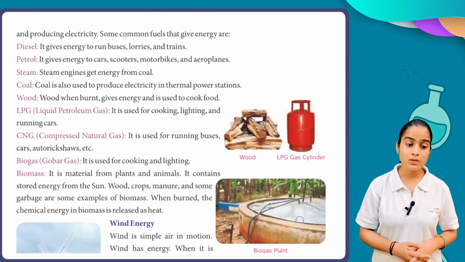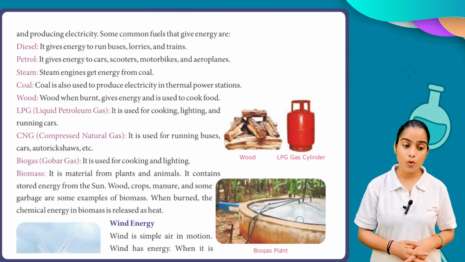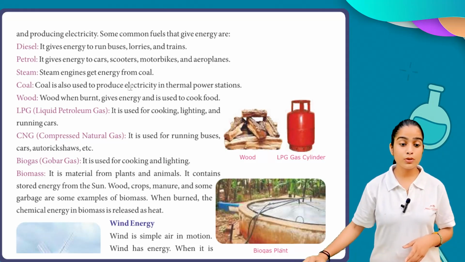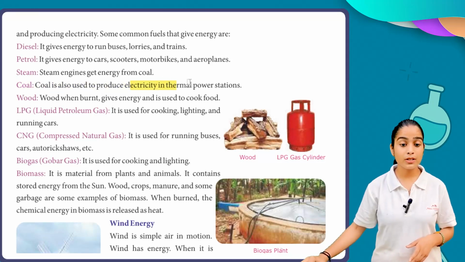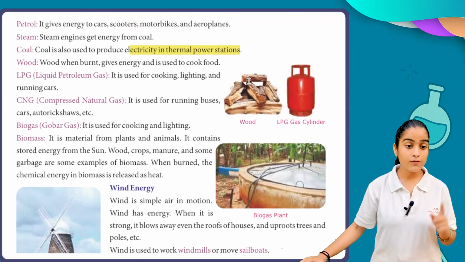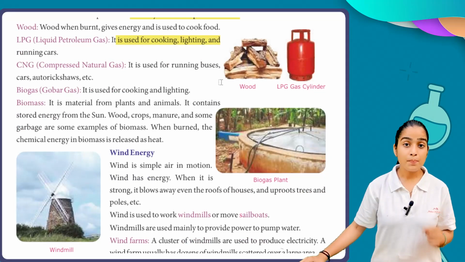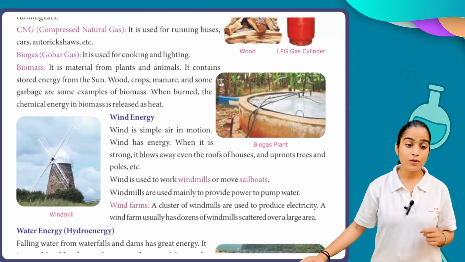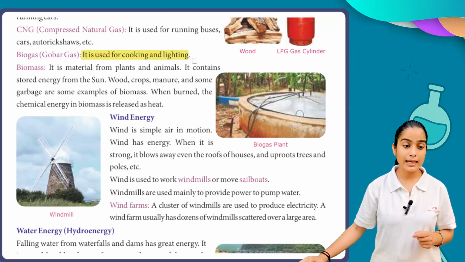Next we have steam. Steam engines get energy from coal. Coal is also used to produce electricity in thermal power stations. Wood, when burnt, forms coal and is used as a fuel for cooking. LPG, liquid petroleum gas, is used for cooking, lighting and running cars. CNG, compressed natural gas, is also a fuel for buses, cars, auto rickshaws, etc. Biogas, meaning gobar gas, is also used for cooking and lighting.